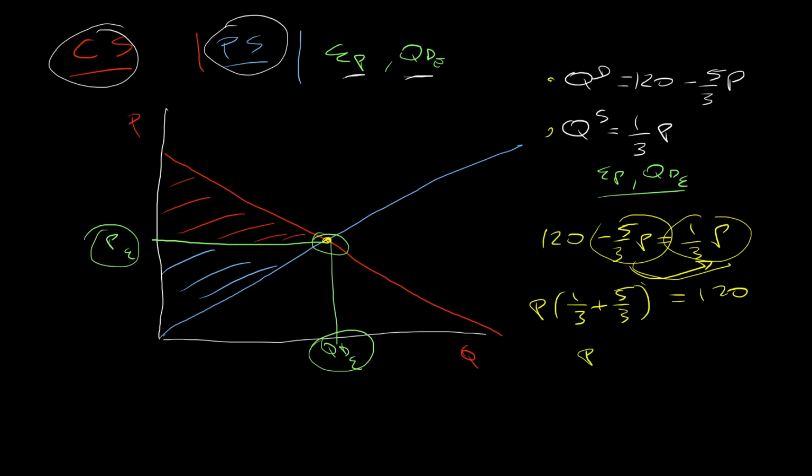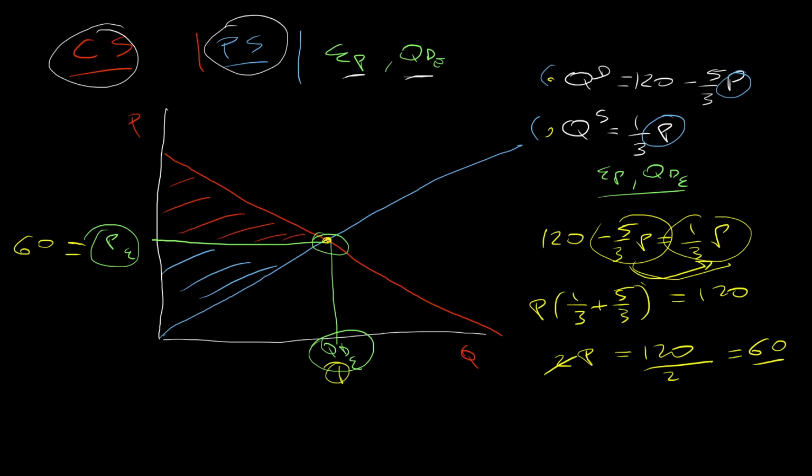So you have P, and this is what? 1 plus 5 is 6/3. 6/3 is 2. 2P equals 120, so P equals 60. So now we found the price in equilibrium, which is equal to 60. And now we need to find the quantity. This is the easiest part, because you can use either this expression or this one, since we already found the price. It really doesn't matter which one you use, you'll get the same result.